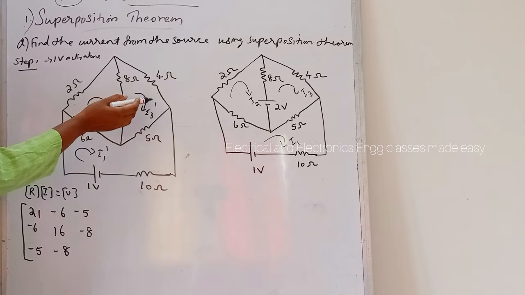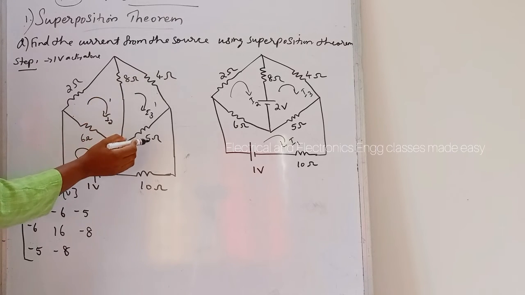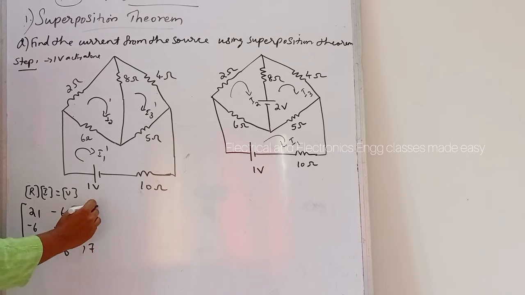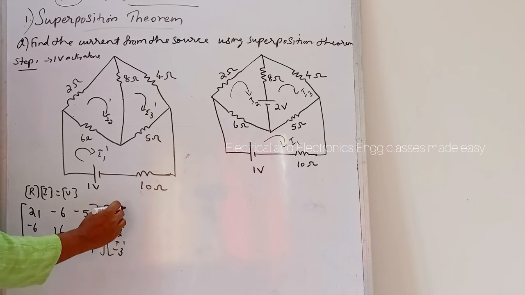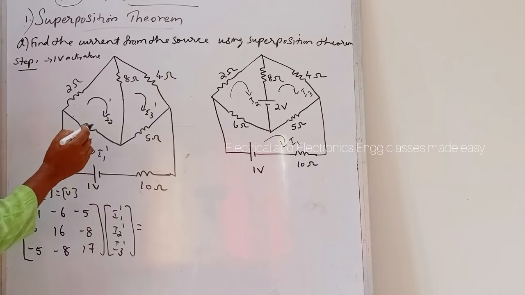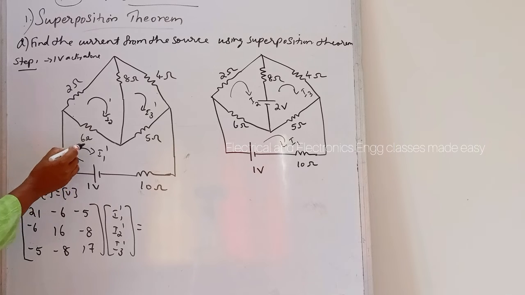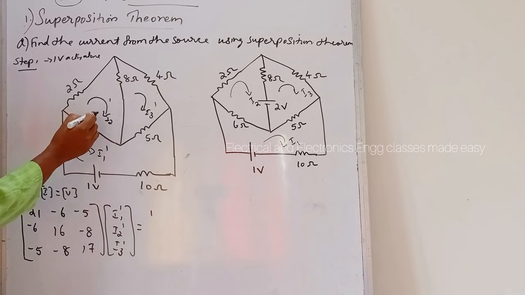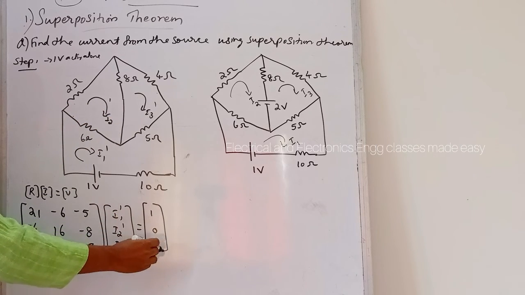Then R33, that is the self resistance in this third loop, that is 8 plus 4 plus 5, that is 17, into I1 dash, I2 dash, I3 dash, equal to: in the first loop the voltage is 1 volt and the current direction is the same as that of this 1 volt, so this is positive 1. In the second loop and third loop there is no voltage source, so 0.